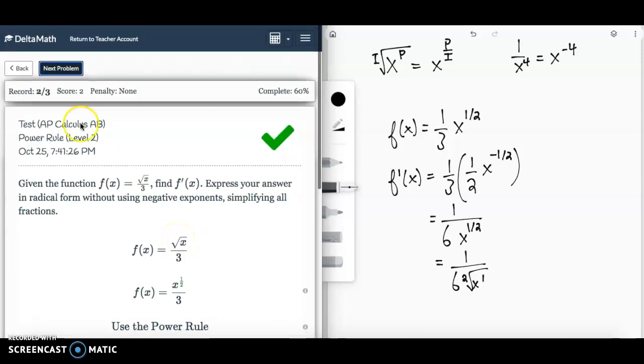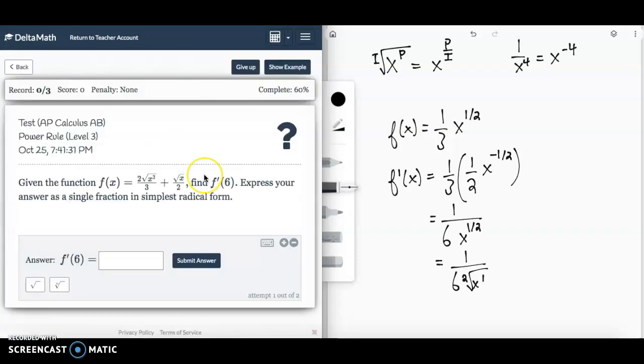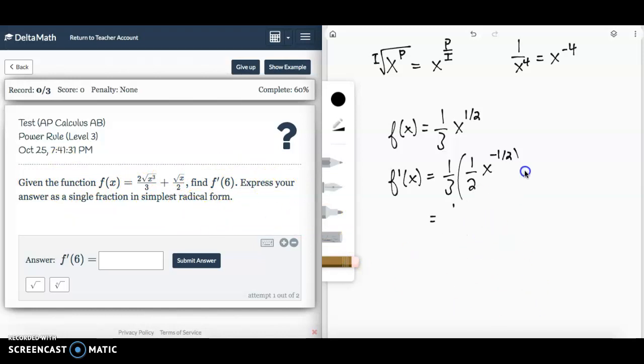Nice. All right. Level 3, let's do it. Oof, okay, sounds good. And given the function, find f prime of 6, express your answer in a single fraction in simplest radical form.